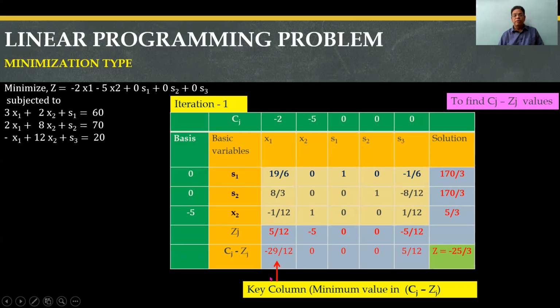Fine. Now, which is the key column? We have two values in the cj minus zj row. 5 by 12 is positive and minus 29 by 12 is negative. Since this is a minimization sum, we'll choose minus 29 by 12, and x1 will now enter the solution. So this column is the key column, and x1 will enter the solution.